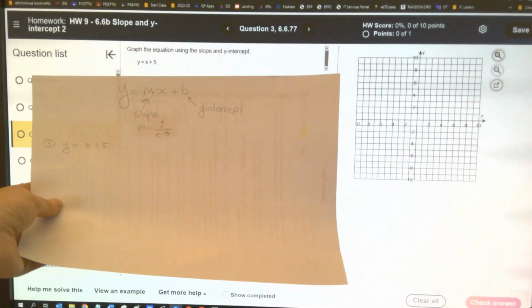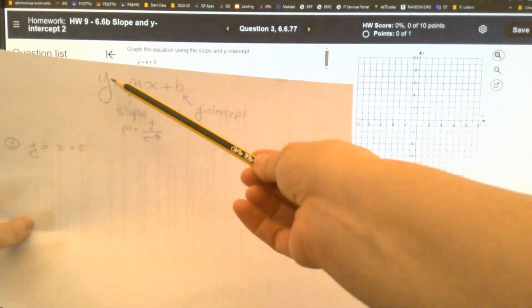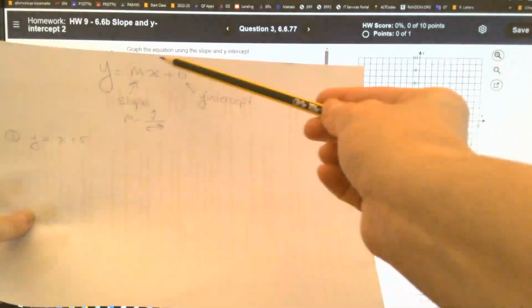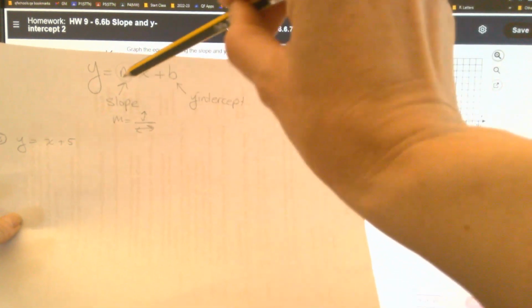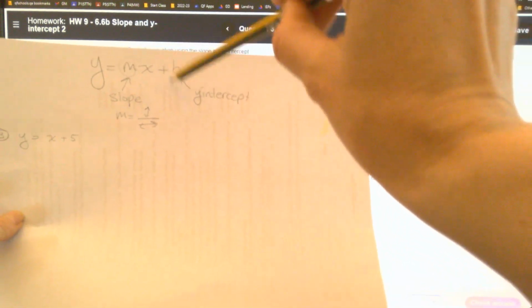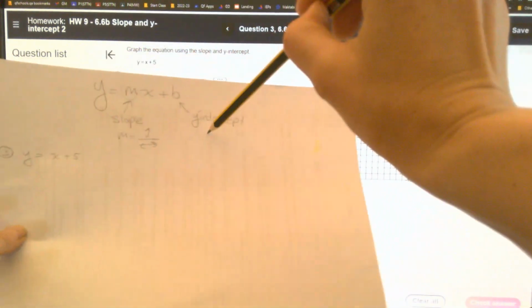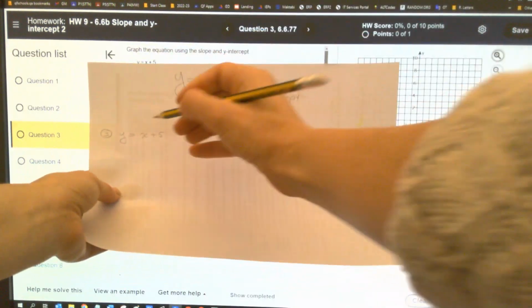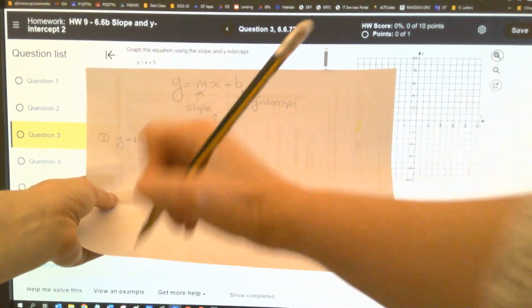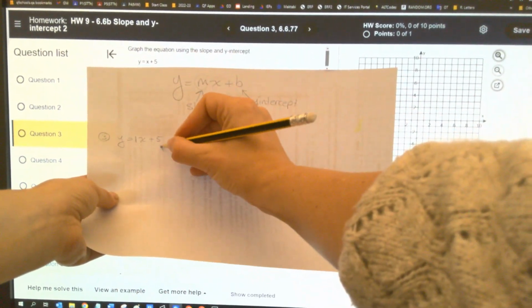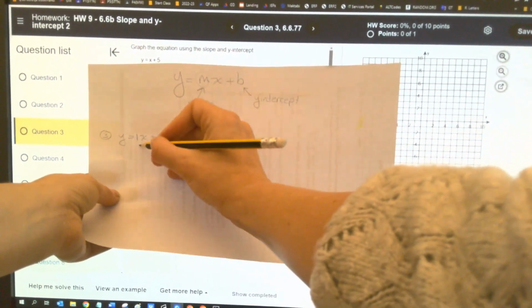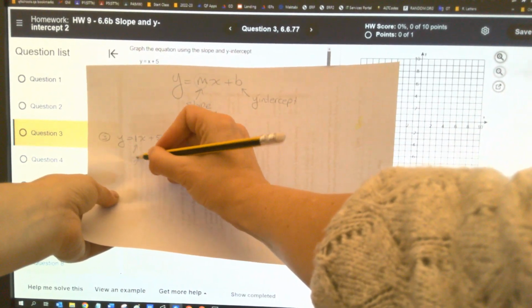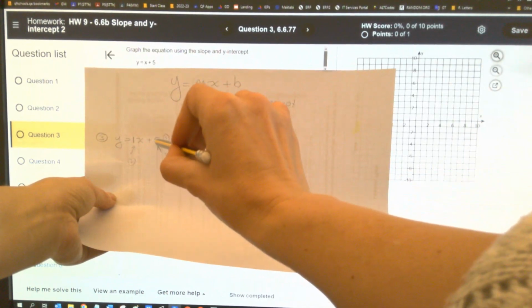So here we have to put it into slope y-intercept form. The number that has the x is the slope, and the number without the x, the term at the end, 5, is the y-intercept. There's really a 1 hiding in front of that x. So that's my y-intercept. That's step 1. Step 2 is my slope. So I have to put a point at 5.